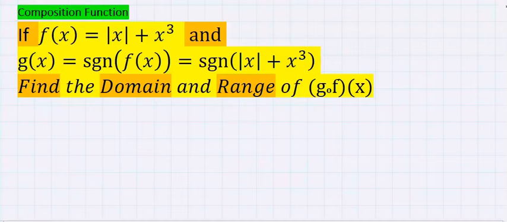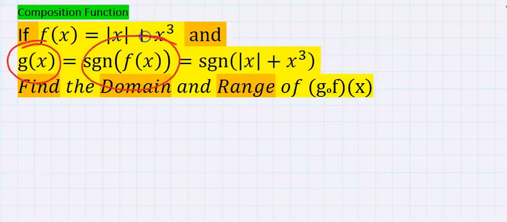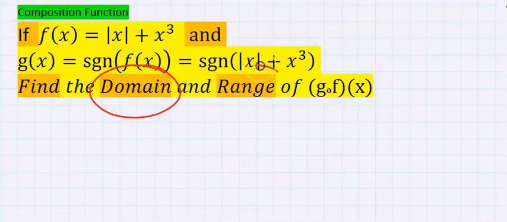Consider this question. If f of x is equal to the absolute value of x plus x to the power of 3, and g of x is equal to the signum of f of x, which is equal to the signum of the absolute value of x plus x to the power of 3. Find the domain and the range of the composition function of g of f of x.